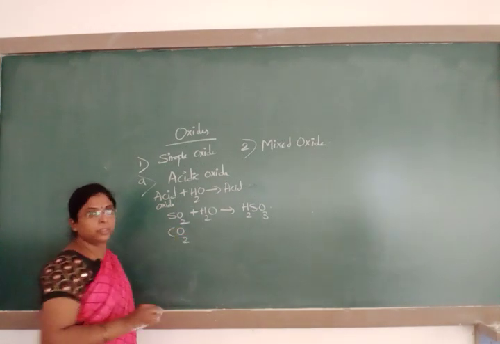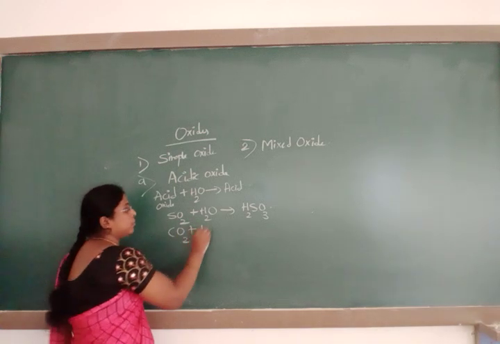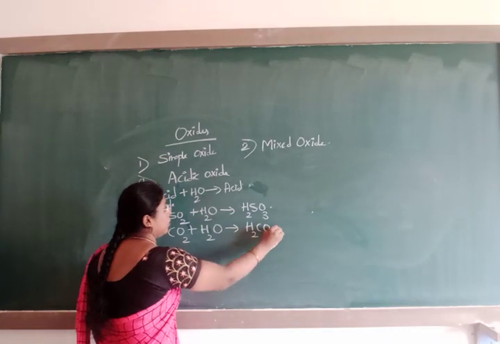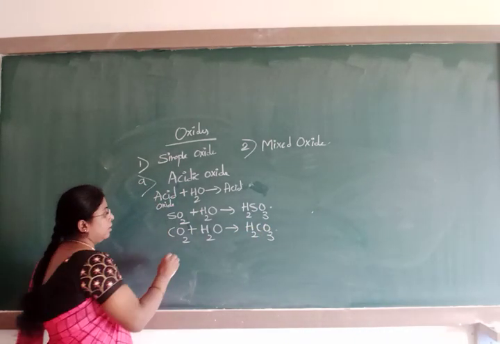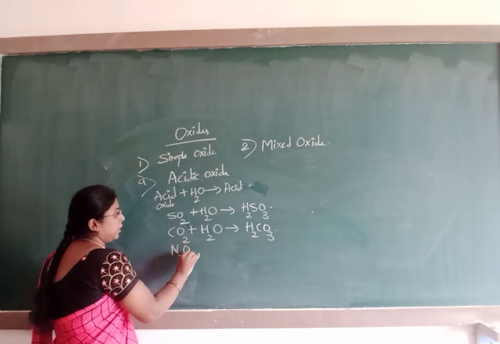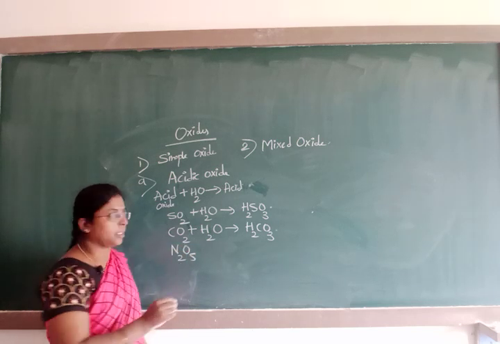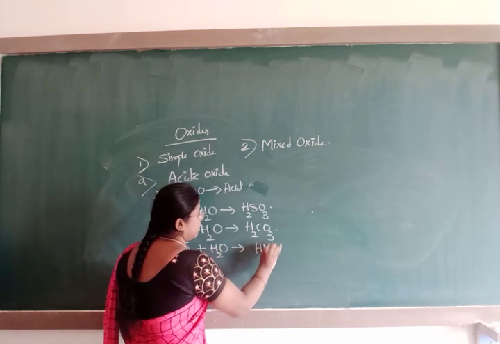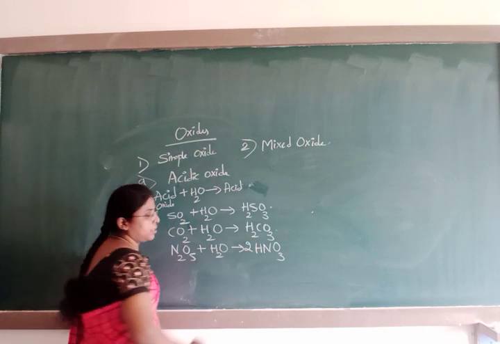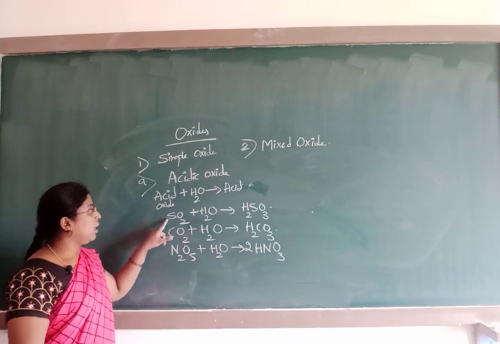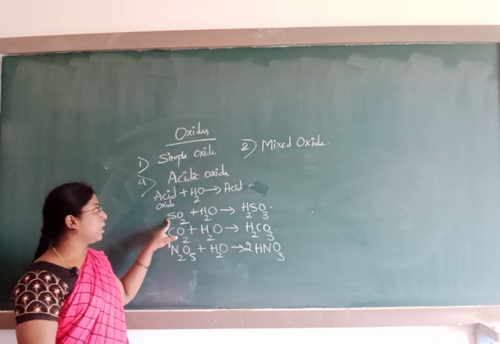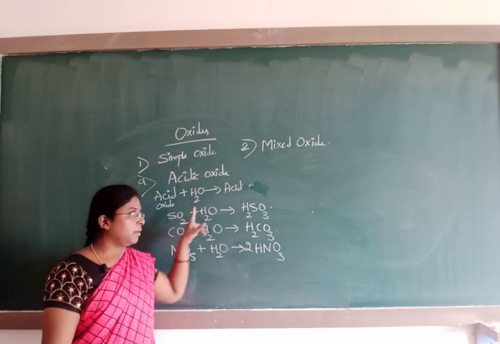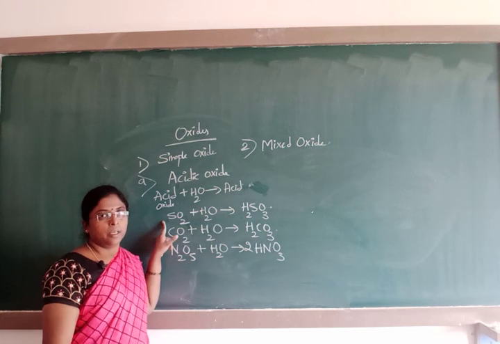CO2, carbon dioxide: when it reacts with water, it forms H2CO3. Similarly, N2O5 is an acidic oxide. When it reacts with water, it forms HNO3, nitric acid. So when an oxide reacts with water and the obtained product is an acid, then the oxide is known as an acidic oxide.